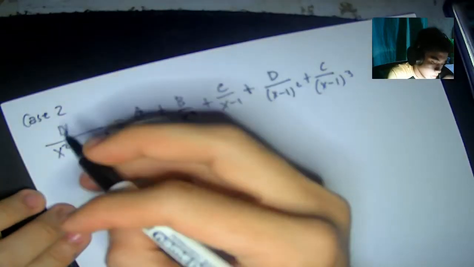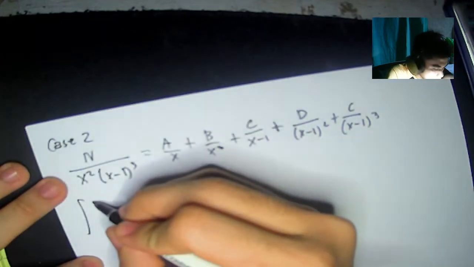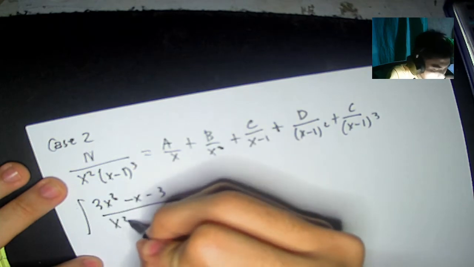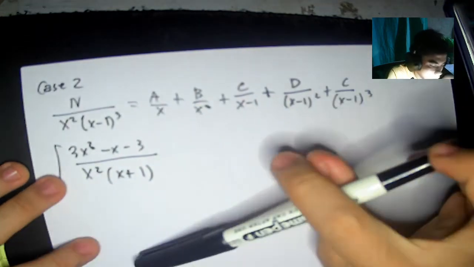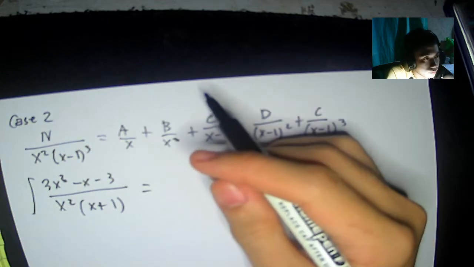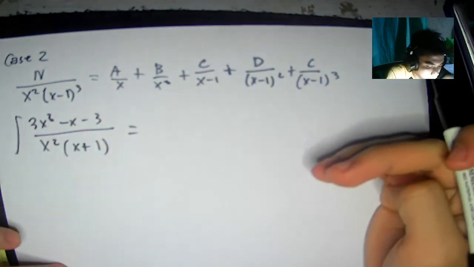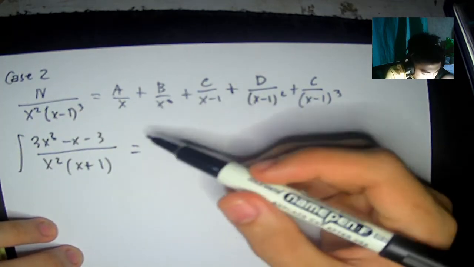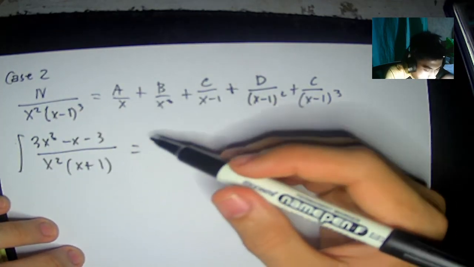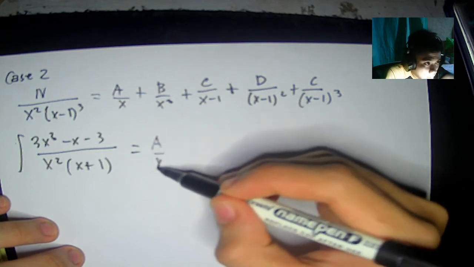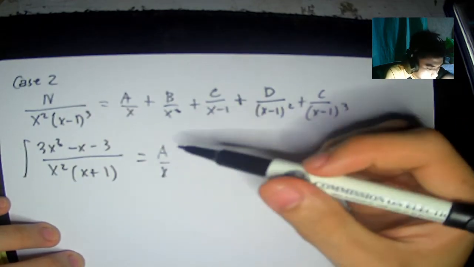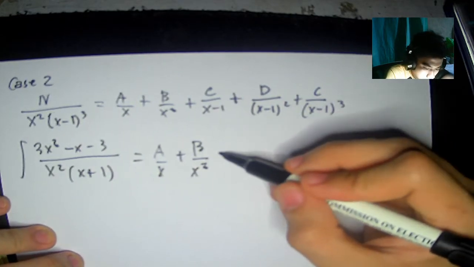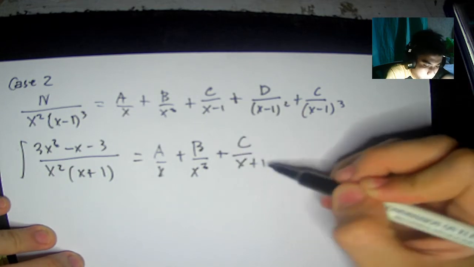So that is our formula. We'll have an example. The example is 3x squared minus x minus 3 over x squared times x plus 1. So let's see. We'll apply this. It's also equal to A over x plus B over x squared plus C over x plus 1.